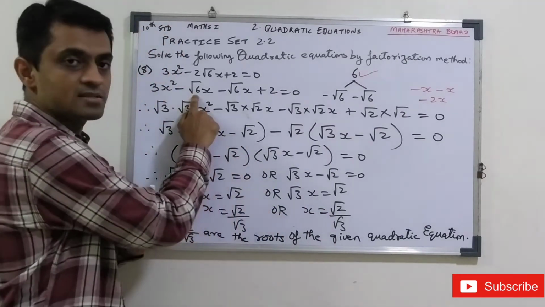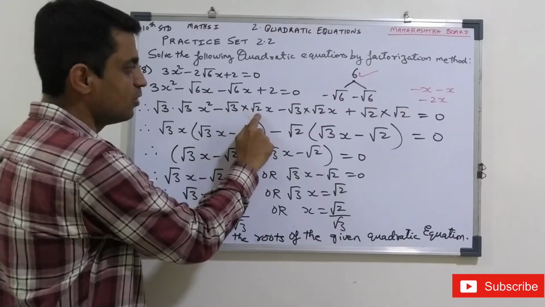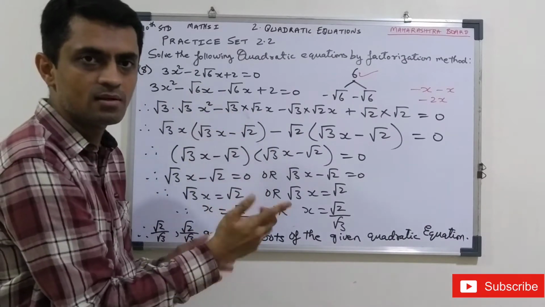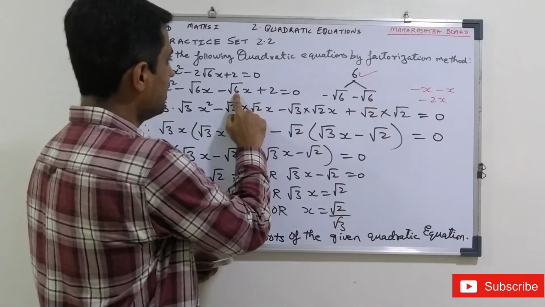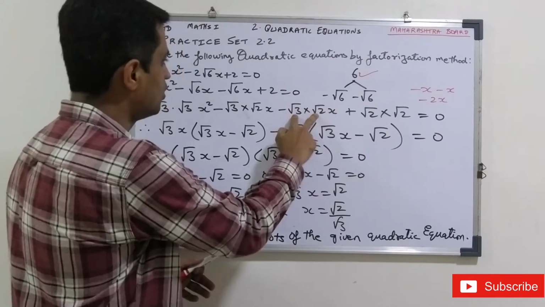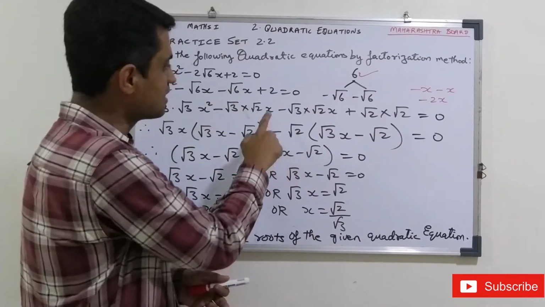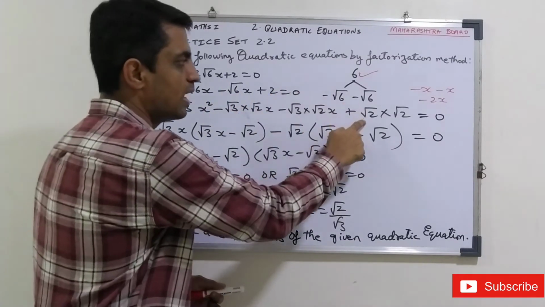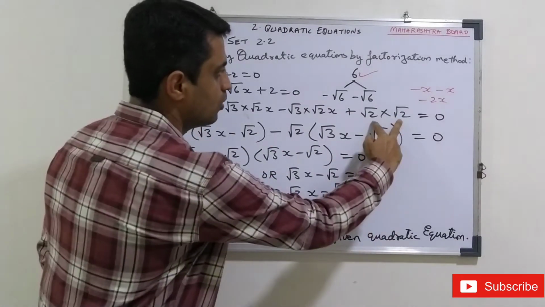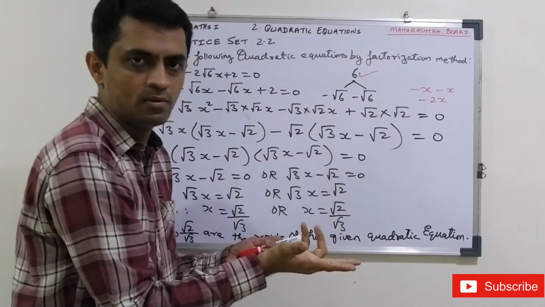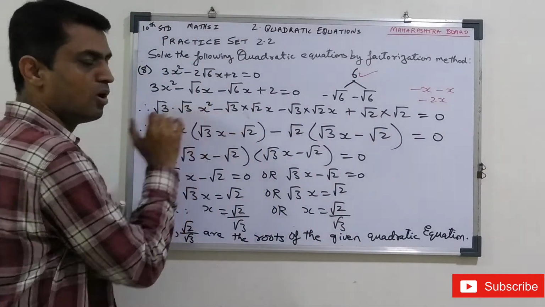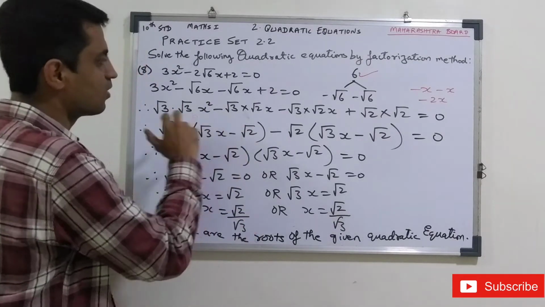Now, root 6 can be written as root 3 into root 2. Yes, root 3 into root 2 is root 6. Now here again root 6 can be written as root 3 into root 2, because root 3 into root 2 is again root 6, with the sign. Now 2 can be written as root 2 into root 2, because root 2 into root 2 is 2. So we are not changing the sum, but why did we do it? To take out common, so that we can easily take out common here.